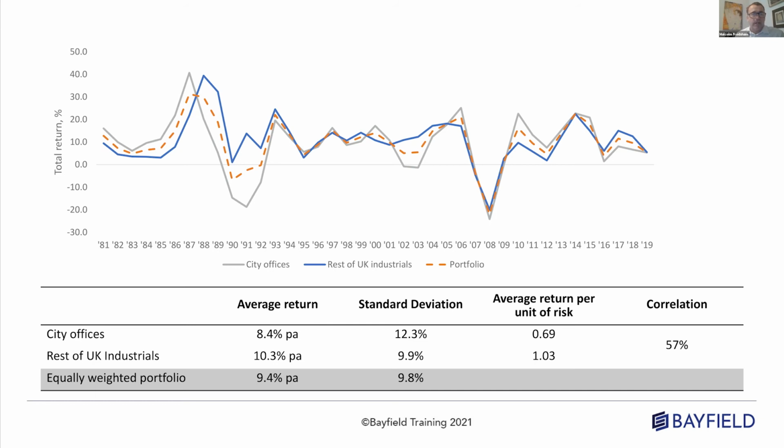So I'm not using any clever algebra here at all, but you'll note that our average return per unit of risk there at 0.95 is not superior to the regional industrials, which generated 1.03. So simply using this measure, we can see that actually this portfolio is not better, and you would be better off putting all of your weight into rest of UK industrials.